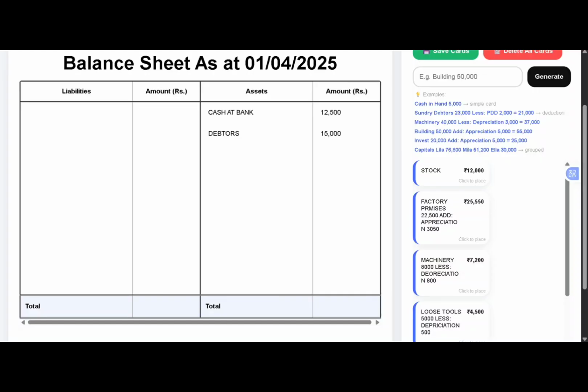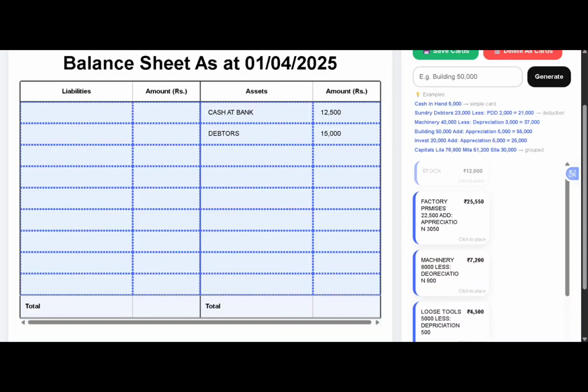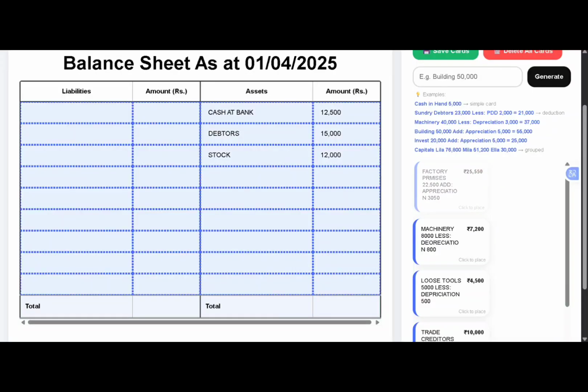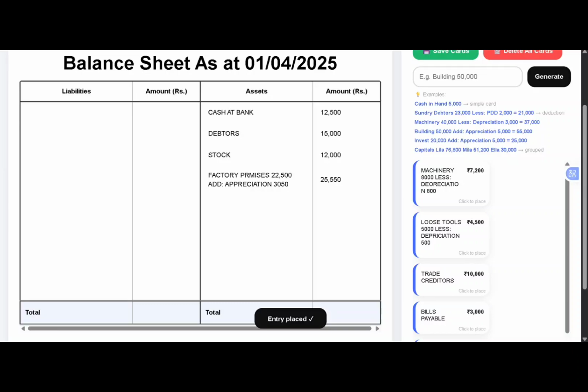Next, we have the stock. Stock also, there is no adjustment. So write it as it is, stock 12,000. Now moving on to the next asset, that is factory premises. For factory premises, there is an adjustment. It says there is an appreciation of factory premises. So we will record the adjustment here on the balance sheet asset side. Factory premises is 12,000 and the appreciation 3,050. So the total amount of factory premises is 25,550.